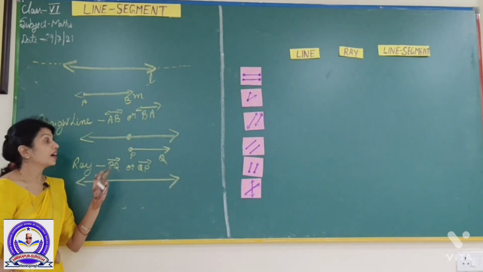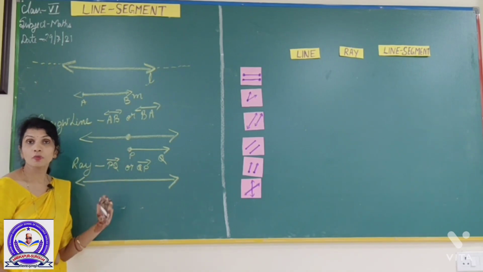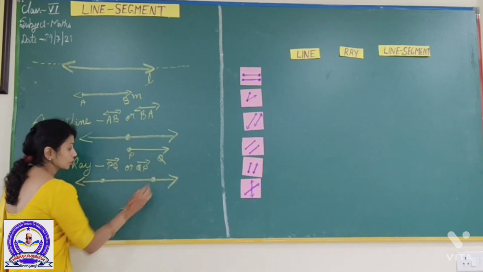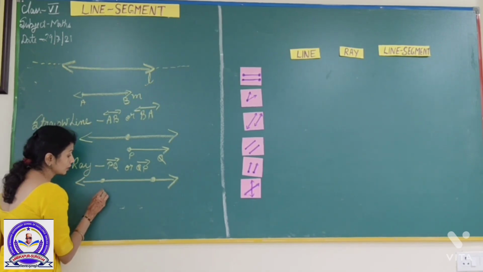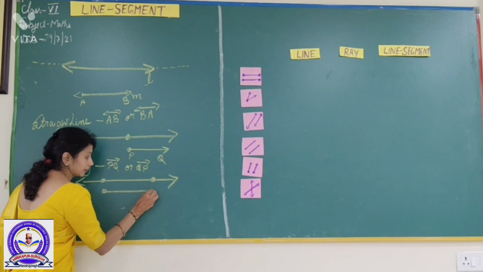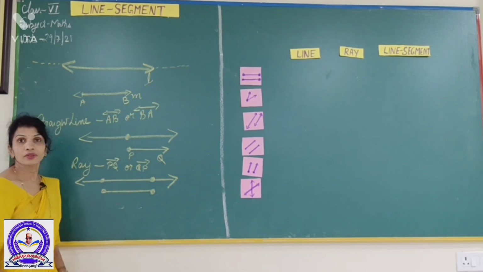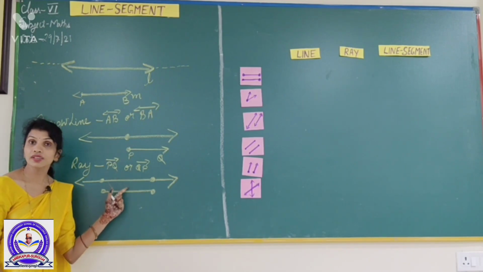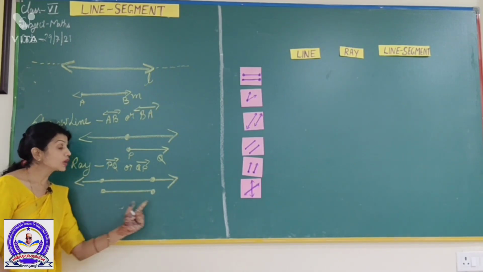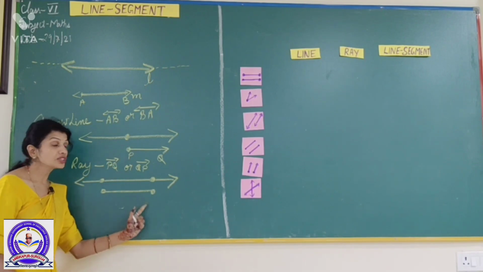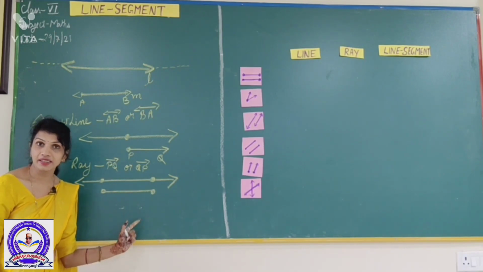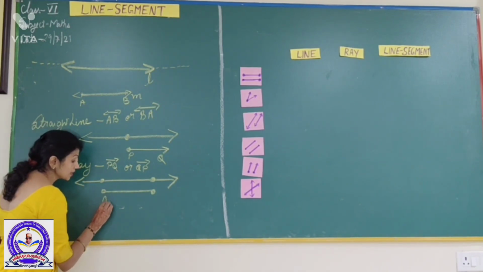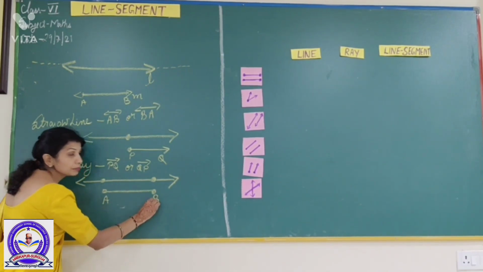Now again, I am going to take this straight line. Now what I have done? I have taken one dot point. Now I am going to take 2 points. So now how will it look? Yes, very good. This line segment is a part of a line. It has 2 endpoints, so we can measure it with the help of a scale, and it has a definite length, and we represent it by A and B, suppose.